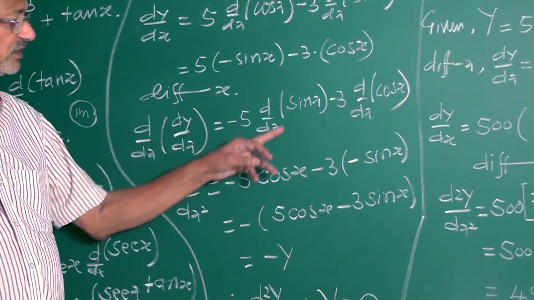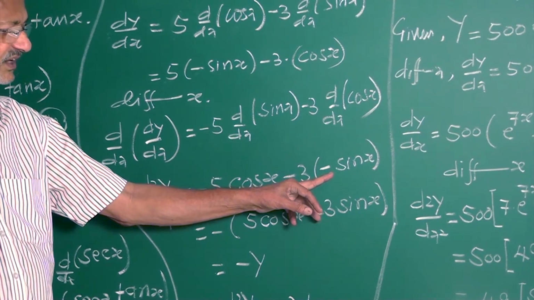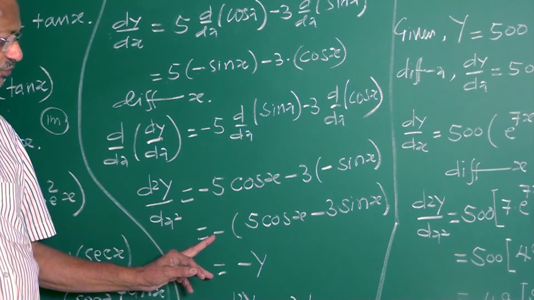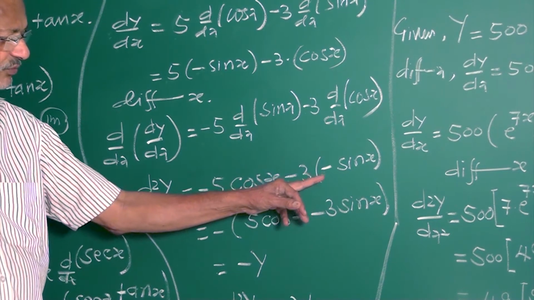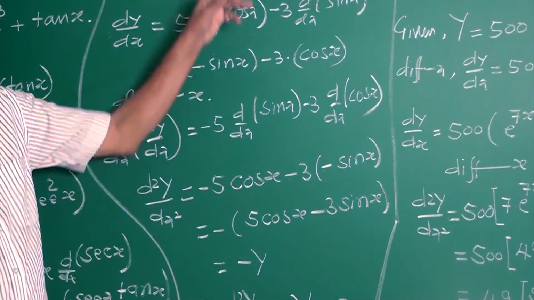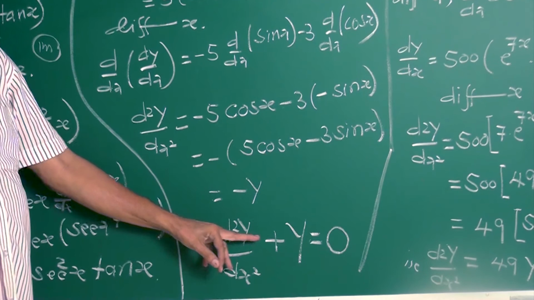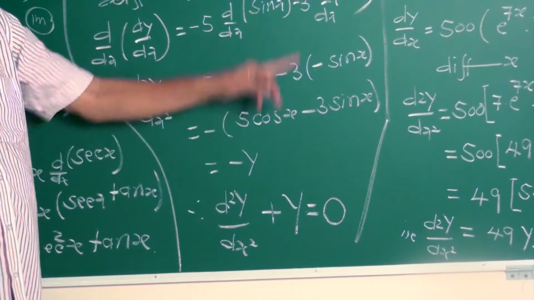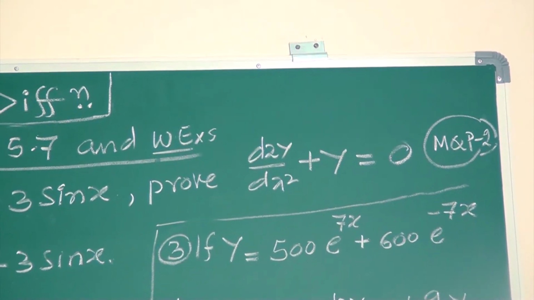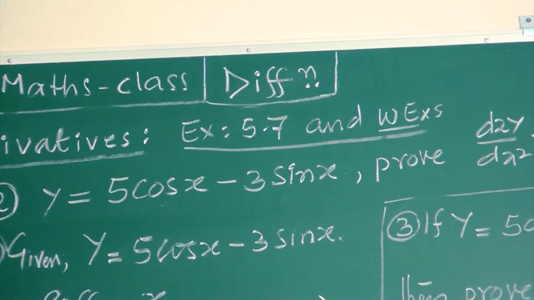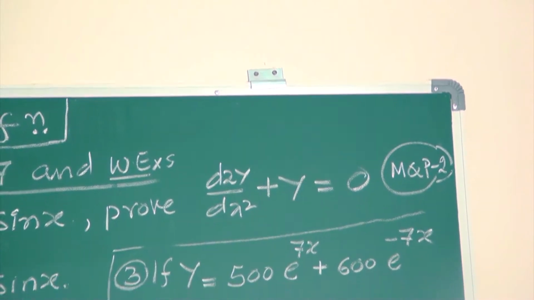This is minus 5 into derivative of sin x is cos x, minus 3 into derivative of cos is minus sin x. Minus, minus, minus is common. Left inside is 5 cos x. One minus is taken outside, you are left with another minus here. This bracket, 5 cos minus 3 sin, is y. Substitute: minus y taking to LHS, plus y equal to 0, which is what we wanted. And this, my friends, is the second example. The second example is there in the model question paper. These are examples from your exercise 5.7 and question papers also, my friends.